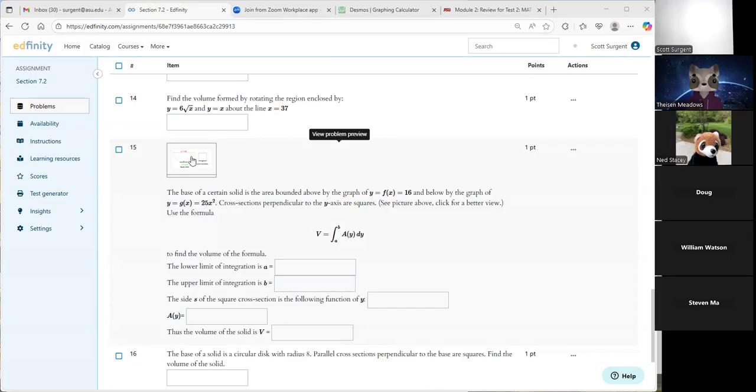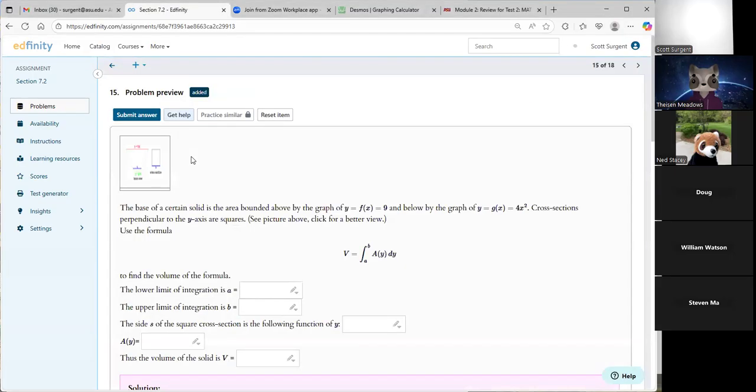I see the picture above. Let me bring that up. Can you guys see that? No, we can't see it. All right, I'll just draw it. No problem. Let me go back to the original question.